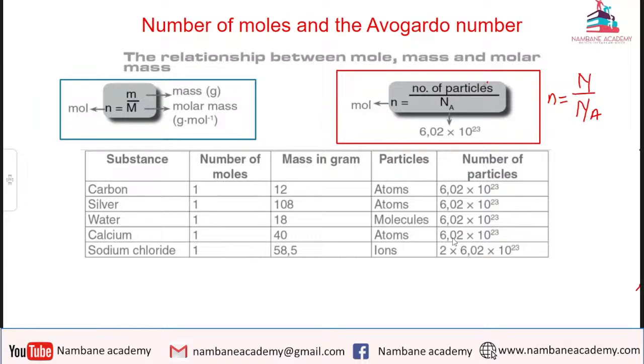So the number of particles, I repeat, can represent atoms, molecules, and also your ions. So we will need to be on the lookout to see what it is that the examiner is actually referring to. If the examiner is referring to atoms, I will still use the same equation. If the examiner is referring to molecules, I will still be using the same equation.